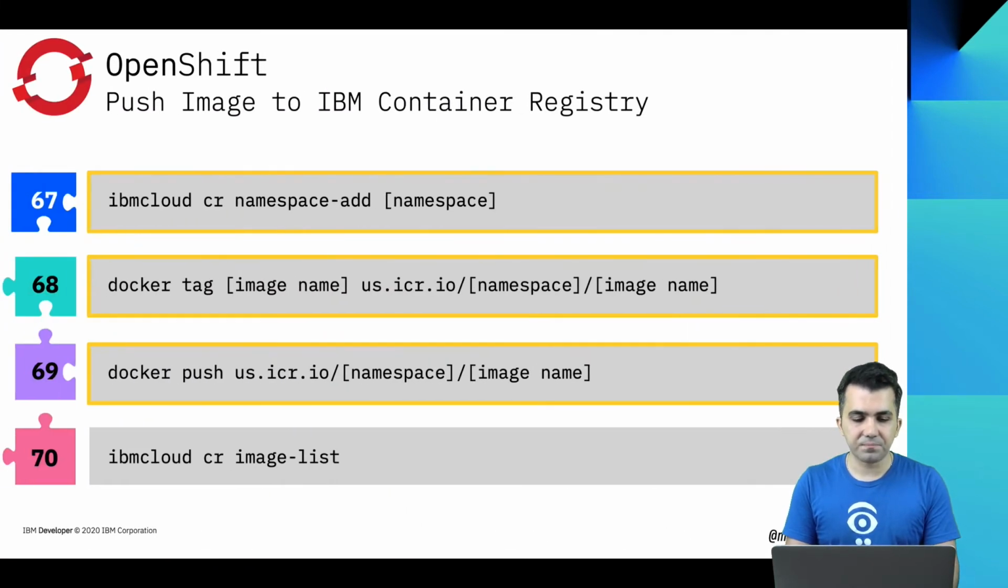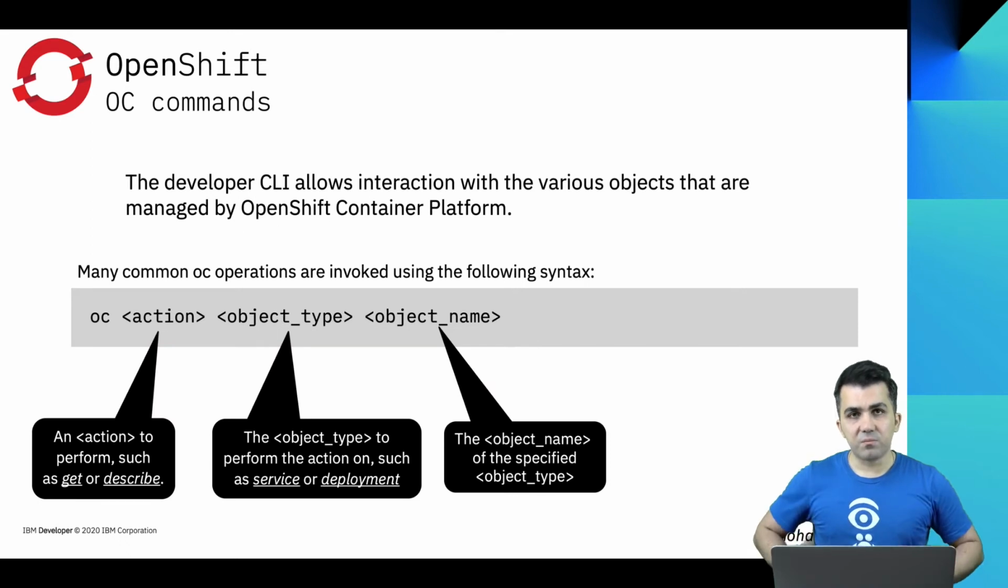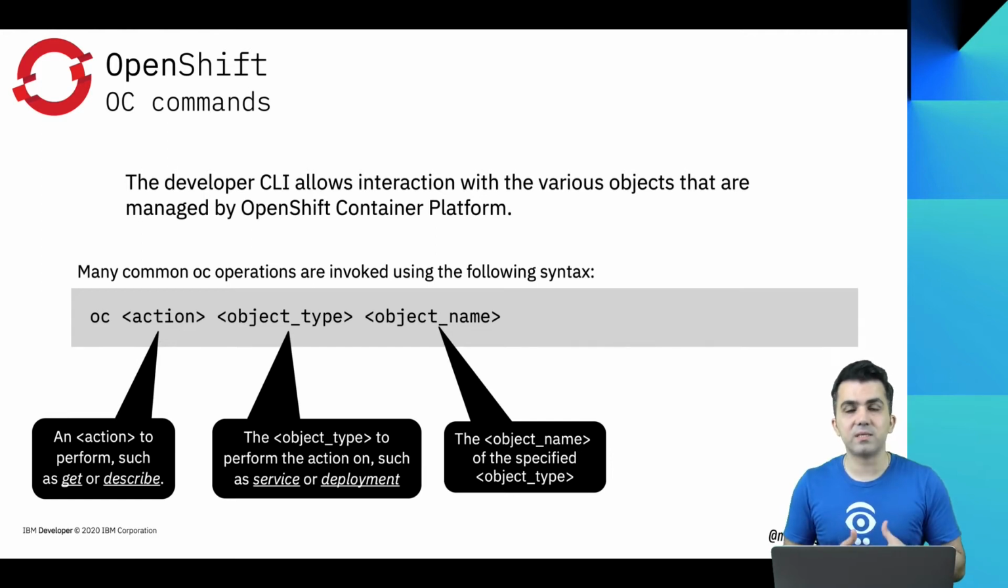Let's go back here. Now from here we are going to start using the oc command, and the oc command, as I said to you, is very similar to the kubectl that we used in the previous lab for Kubernetes. All you need to do is oc and then the type of action, what action you want to perform. Is it get, describe, create, things like that that we used before. And then the object type, is that a deployment, is that a service, and then your object name, the name of your deployment, the name of your service.